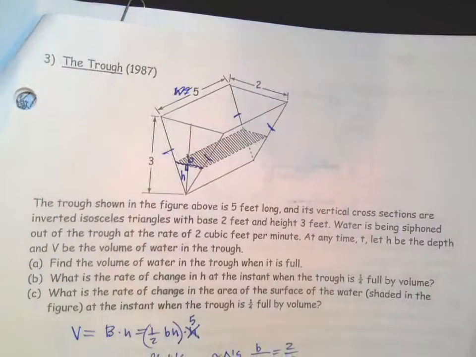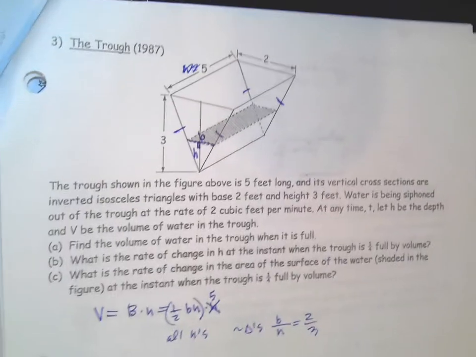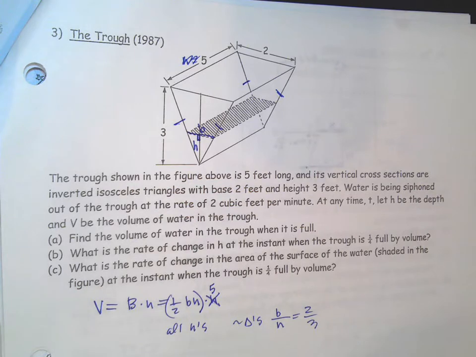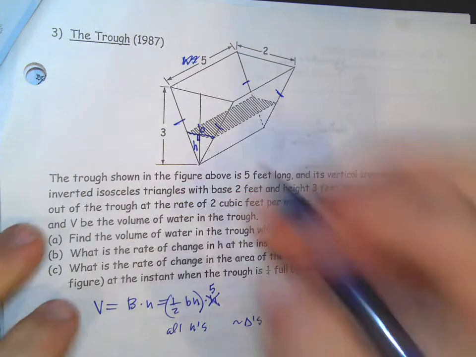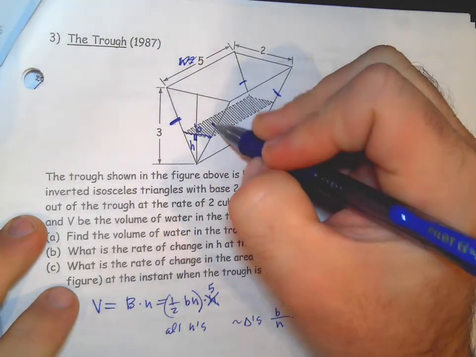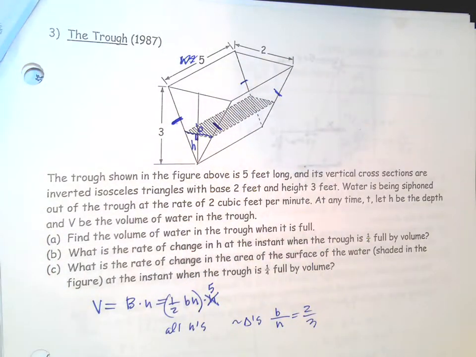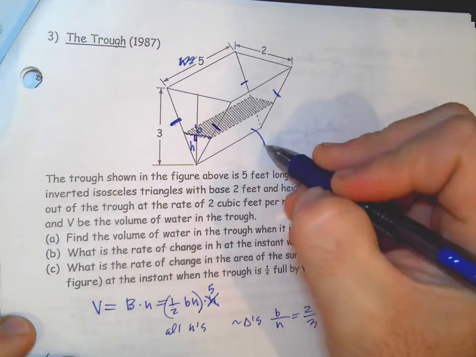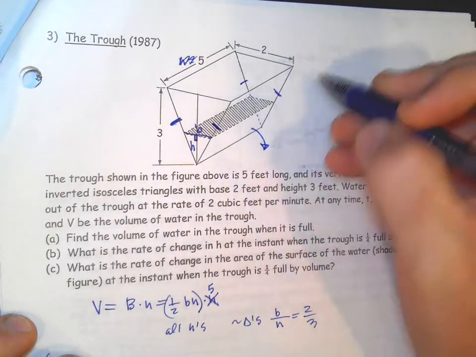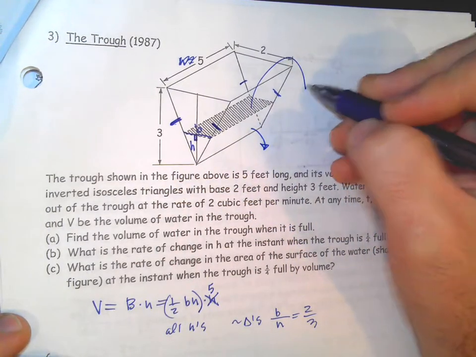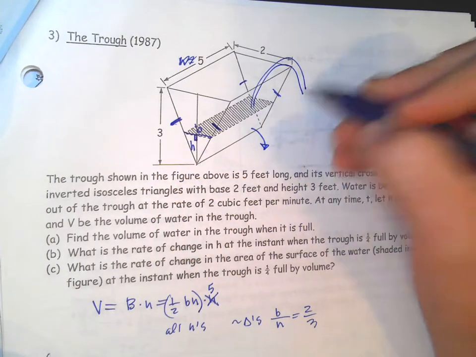All right, number 3, trough. The trough shown figures 5 feet long. Vertical cross sections are inverted, upside down isosceles triangles, base of 2, height of 3. Water is being siphoned out of the trough at a rate of 2 cubic feet per minute. So it's coming out the top or something. Siphon usually is out the top, like with a hose.